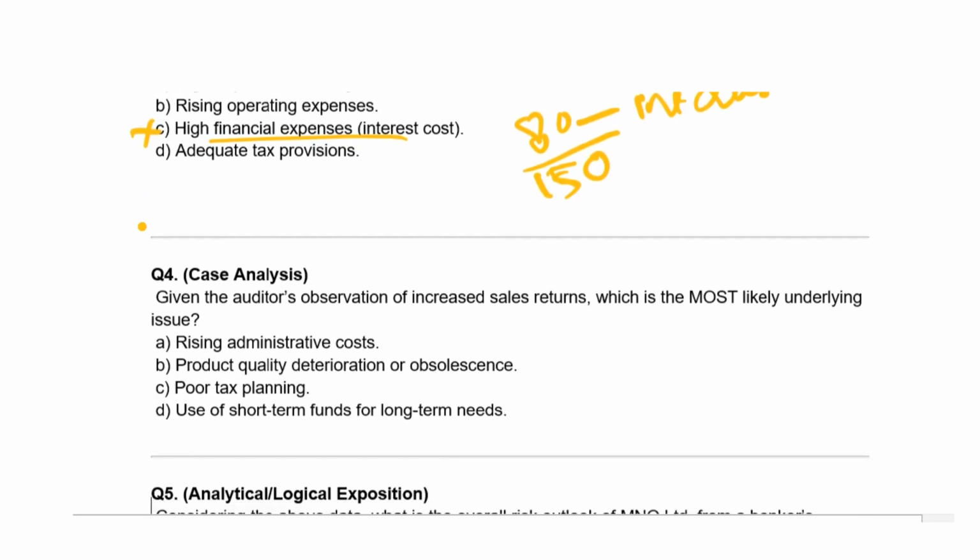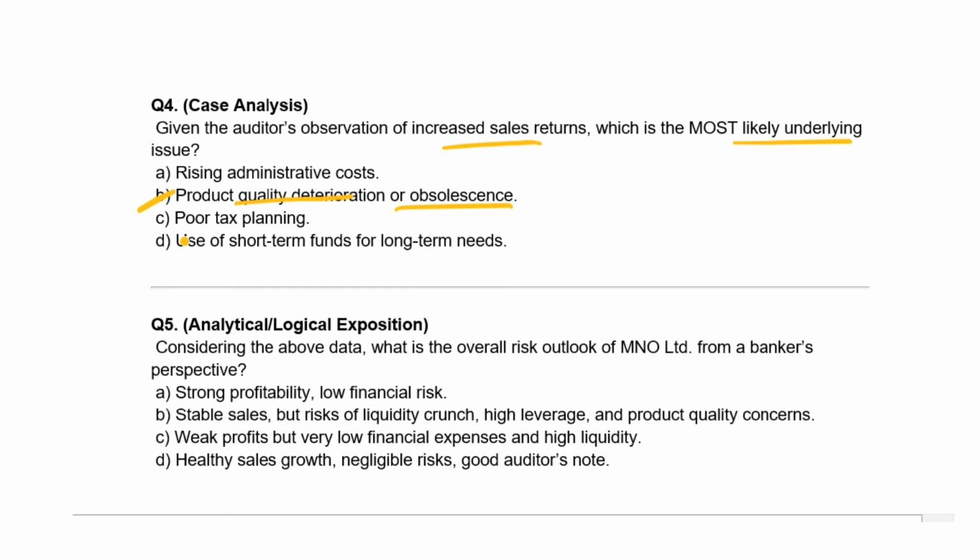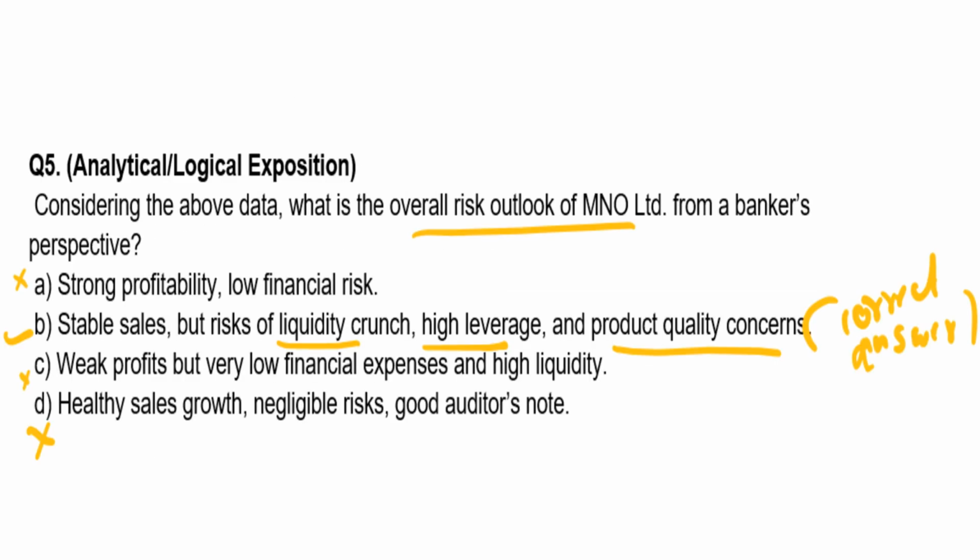Given the auditor's observation of increased sales return, which is the most likely underlying issue? Sales return is clearly product quality and obsolescence. Considering the above data, what is the overall risk outlook of MNO Limited from a banker's perspective? Risk outlook. Let's read the options. Strong profit, low financial risk. Okay. Stable sales but risk of liquidity crunch, high leverage and product quality concern.